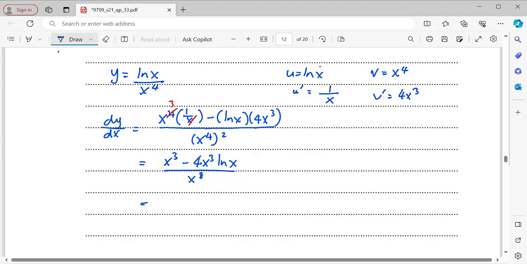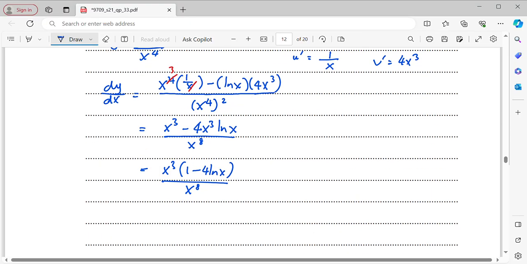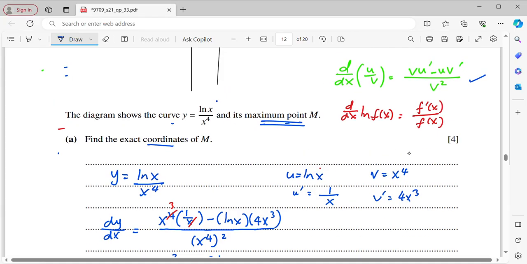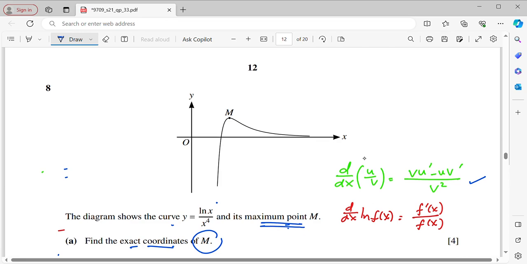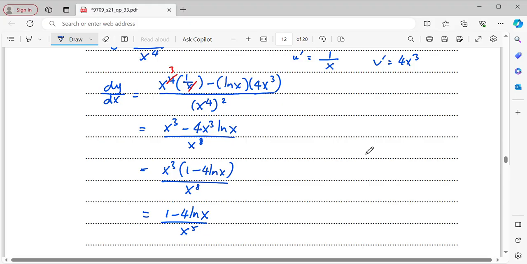And now the x cubed is in common in the numerator, so you may factorize it. And then the x cubed and x to the power 8 can be simplified. So here will be 1 minus 4 ln x over x to the power 5. That is the dy over dx. Okay, and then now you need to find the exact coordinates of the maximum point. So it shows that it has only one stationary point. Therefore, I have to let my dy/dx be 0 right now.